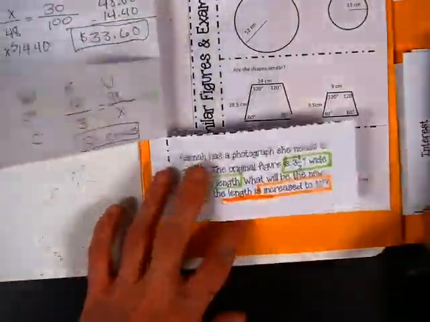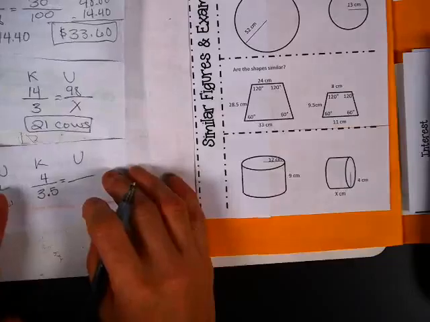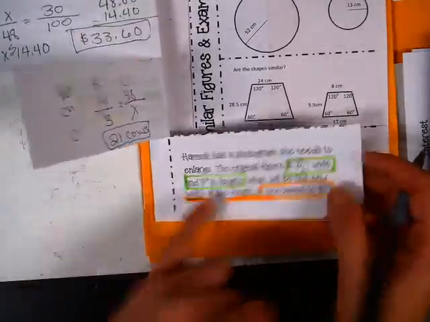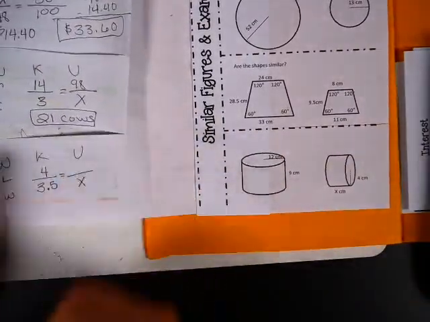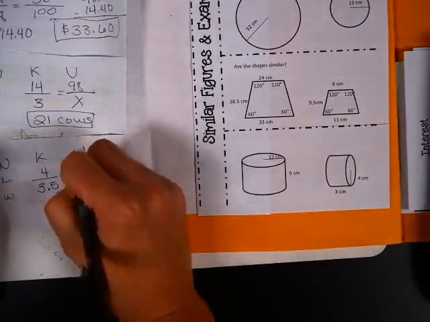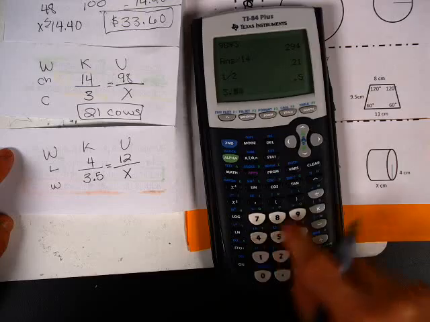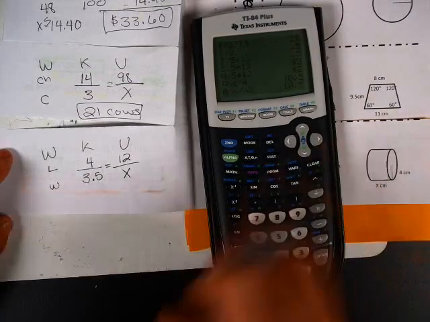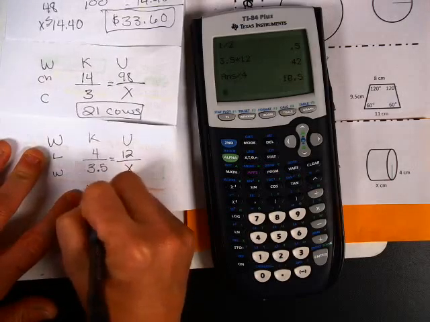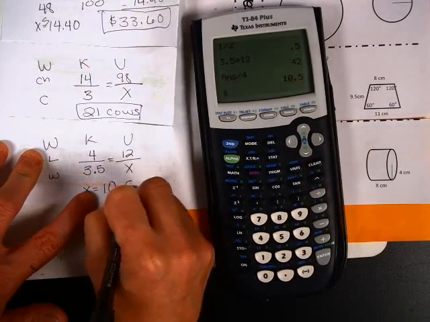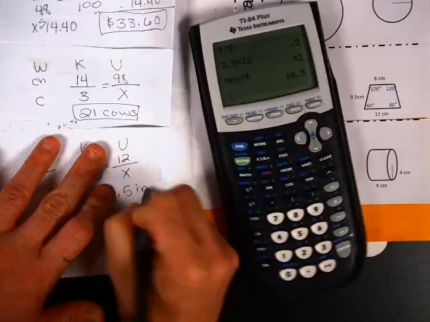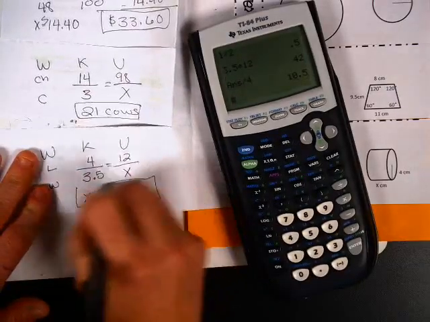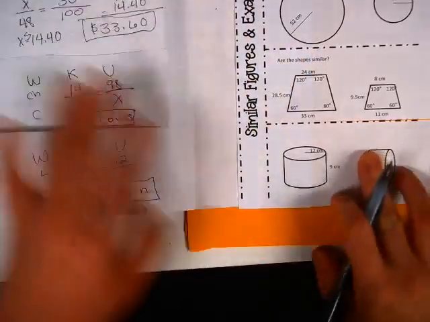Okay, times the, what is the new width? This is what I don't know, if the length has gone up to 12. All right, so 3.5 times 12 divided by 4. X equals 10.5 inches. All right, so those are the word problems for proportions.